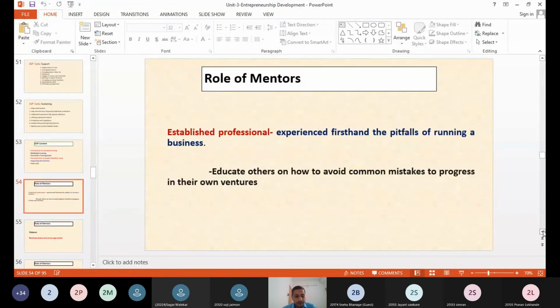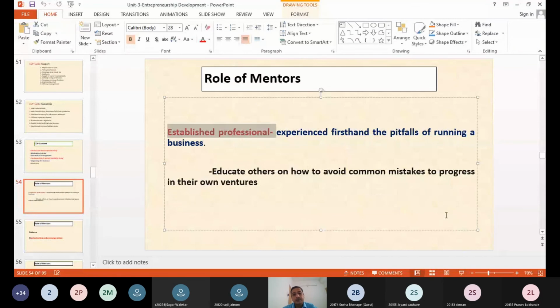Then the role of mentors while providing guidance to the entrepreneurs during any entrepreneurial development program. These entrepreneurs are also provided with a few mentors. These mentors play a very important role in guiding the entrepreneur, in motivating the entrepreneur. These mentors are basically established professionals who have hands-on experience of establishing a company or an enterprise. They have experienced firsthand the pitfalls of running a business. They have overcome the challenges and successfully established their enterprise in the market. Such people are taken as mentors to these entrepreneurs.